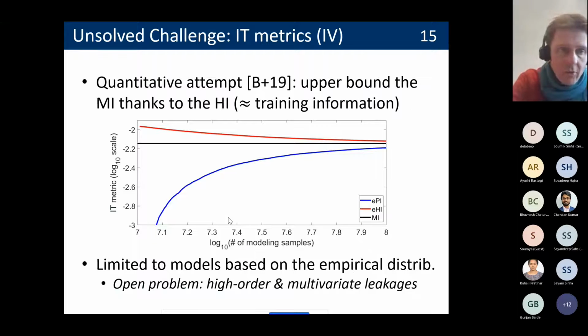So we tried also more recently a quantitative attempt, and the goal here would be more to upper bound the mutual information thanks to the hypothetical information, which is kind of the training information. This really only works for empirical distributions, but in theory, it's very nice, of course, that's a case where we simulated everything. The black curve is the mutual information. The red curve is the upper bound, this empirical hypothetical information. The blue curve is the perceived information. We see that we have a bound, we see that we have convergence, and so on. The problem is that this type of very nice result is not very useful in practice because we are limited to models based on the empirical distribution, and they converge too slowly for the type of distributions we really care about, which are higher order and multivariate leakage distributions.